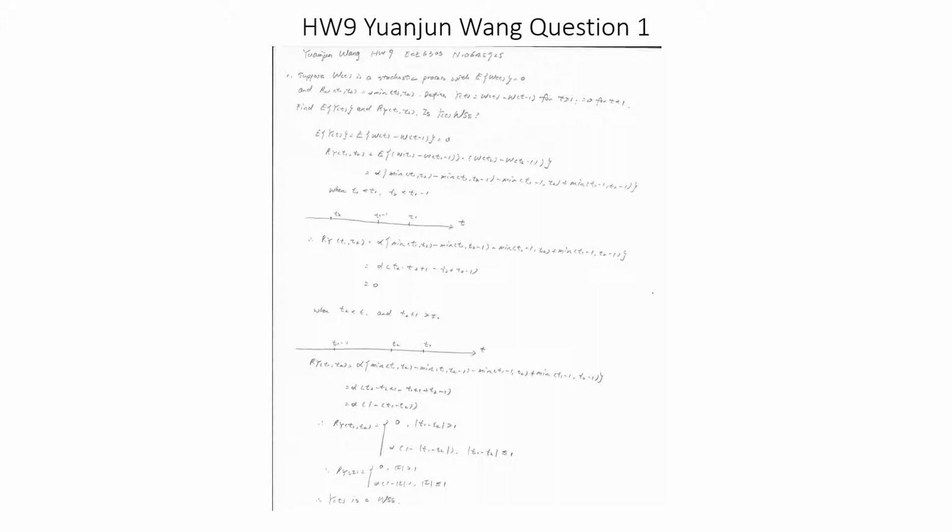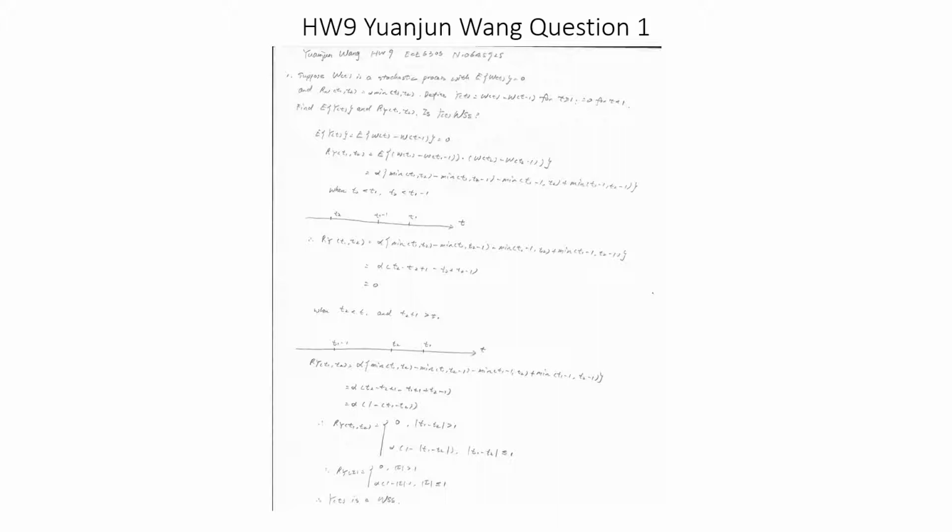And then Y(t) is equal to 0 when t is smaller than 1. The question is to find the expected value of Y(t) and R_Y(t1, t2), and also asks, is Y(t) WSS, wide-sense stationary? So the expected value of Y(t) is going to be equal to E[W(t) minus W(t minus 1)], which is equal to 0.